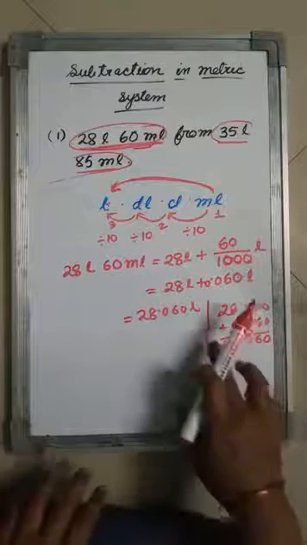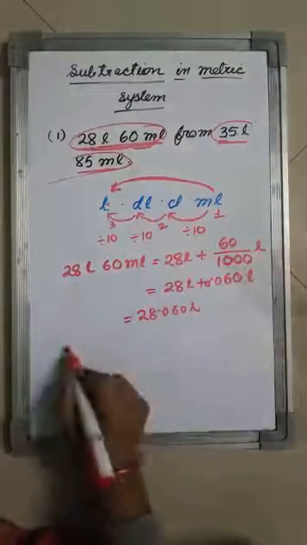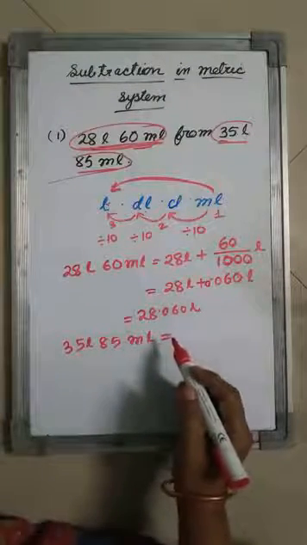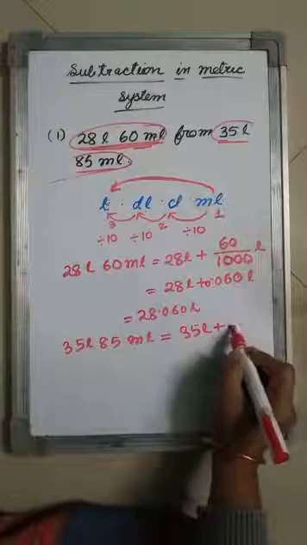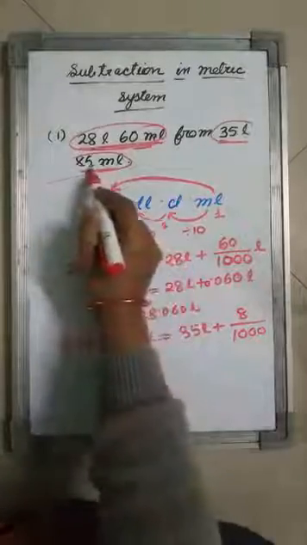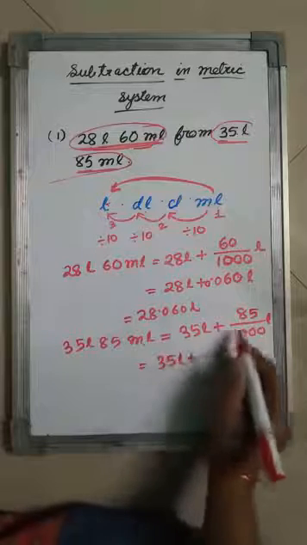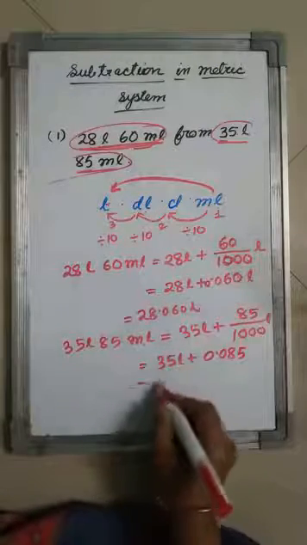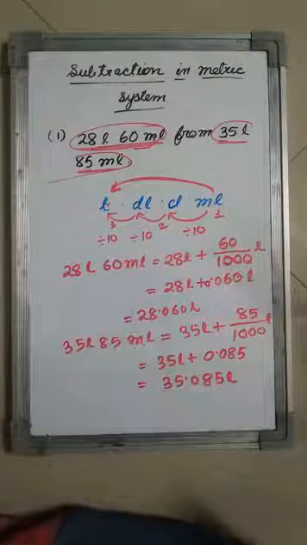The same way, I have to convert this quantity, 35 liter 85 milliliter, in liter. So again, from milliliter to liter, I have to go three steps. So it is 35 liter plus 85 by 1000, three steps I'm moving. Same way, 35 liter plus 0.085, same way as this. So if I add, it is 35.085 liter. Now what do we have to do?